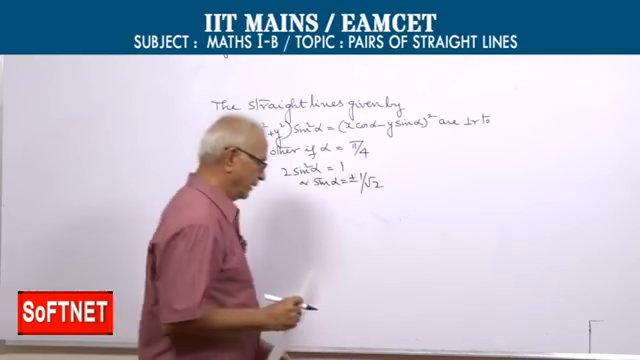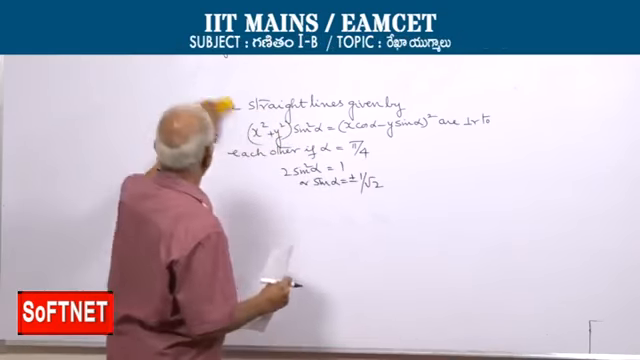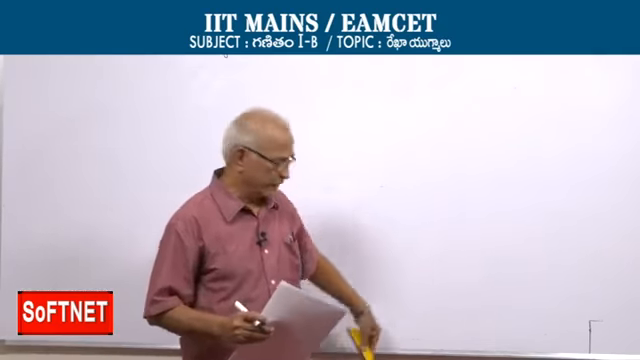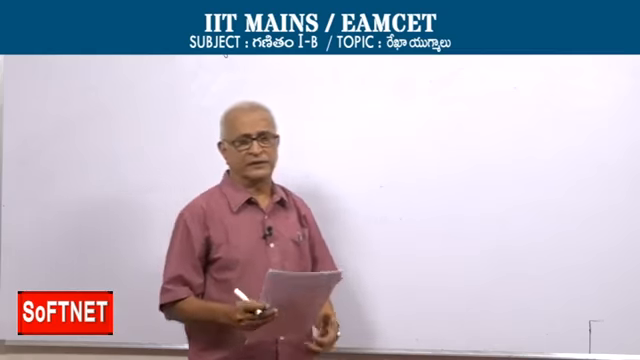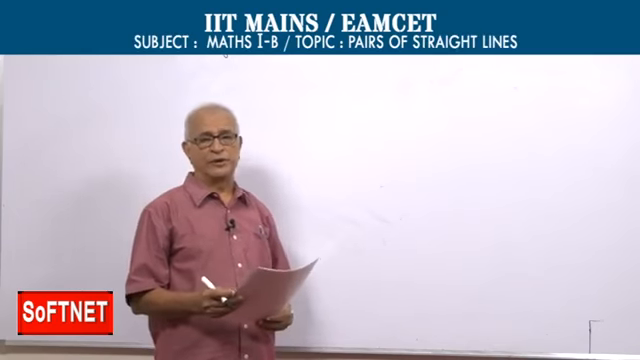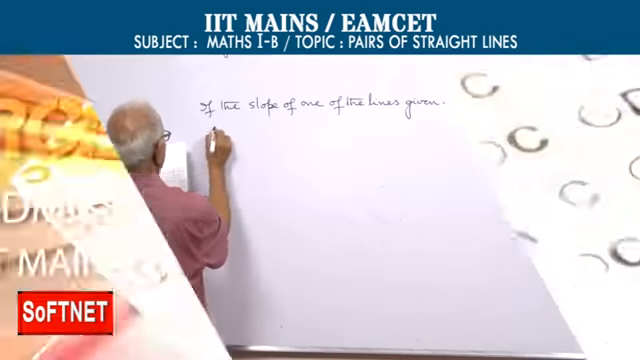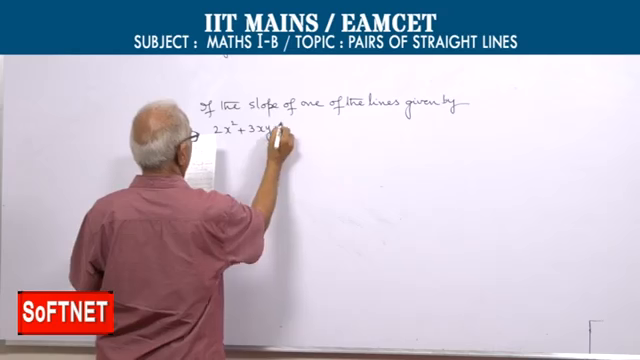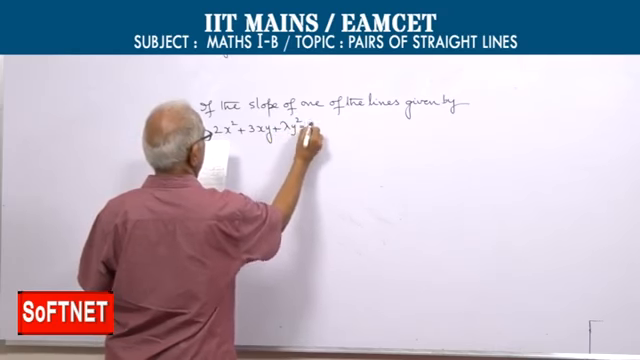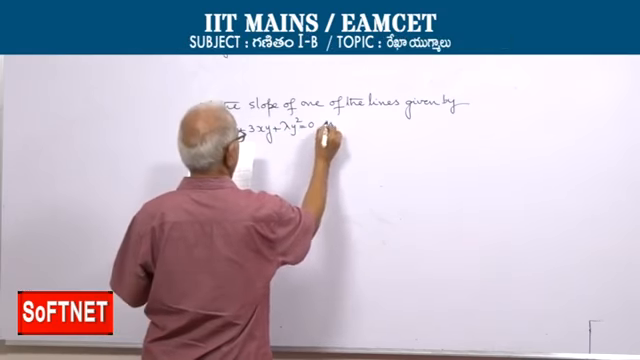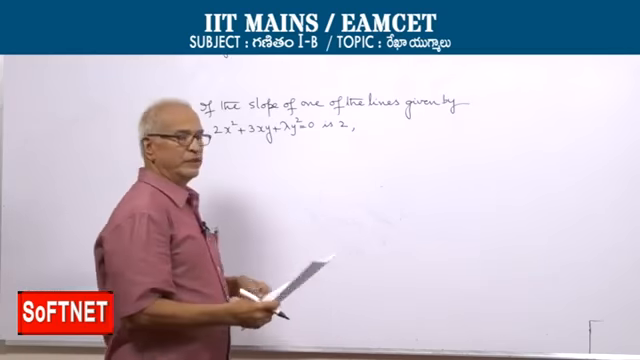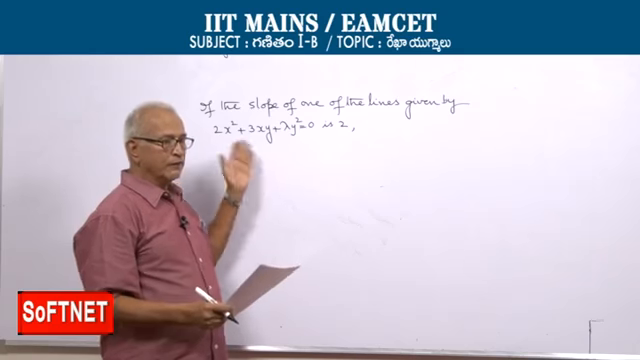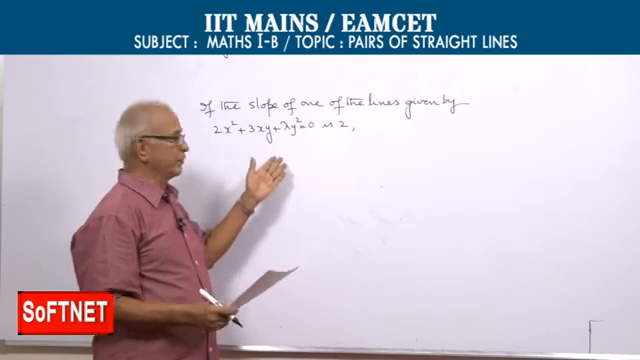Next. Well, we discussed the relationship between the slopes of the pair of lines, non-vertical straight lines, represented by the homogeneous equation when b naught equal to 0. 2x square plus 3xy plus lambda y square equal to 0, and the slope is 2. So this represents two non-vertical straight lines, and one of the lines represented by this equation has a finite slope 2.